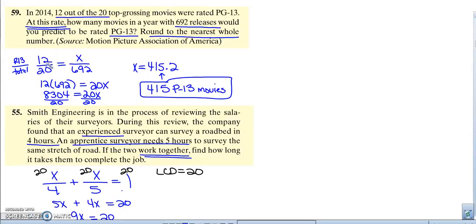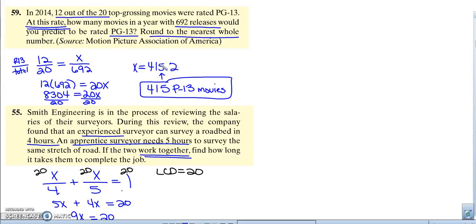So we start off with the first rate as is, 12 to 20. Equals, we now need to figure out what is missing and what do we have. 692 releases, that's the total, so we put that down here, we're total, 692. We're trying to find how many of those are PG-13, so the PG-13 goes on top, and that's our unknown. Cross products, 12 times 692, 20 times x, you solve for x, and you end up with 415.2.